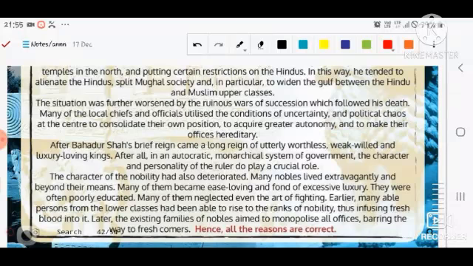After Bahadur Shah's brief reign came a long reign of utterly worthless, weak-willed and luxury-loving kings. After all, in an absolute monarchical system of government, the character and personality of the ruler play a crucial role. Charismatic leadership at the central level is much more powerful and attractive, but these kings were so luxurious they did not even take care of themselves. How could they take care of the whole Janta or Praja?